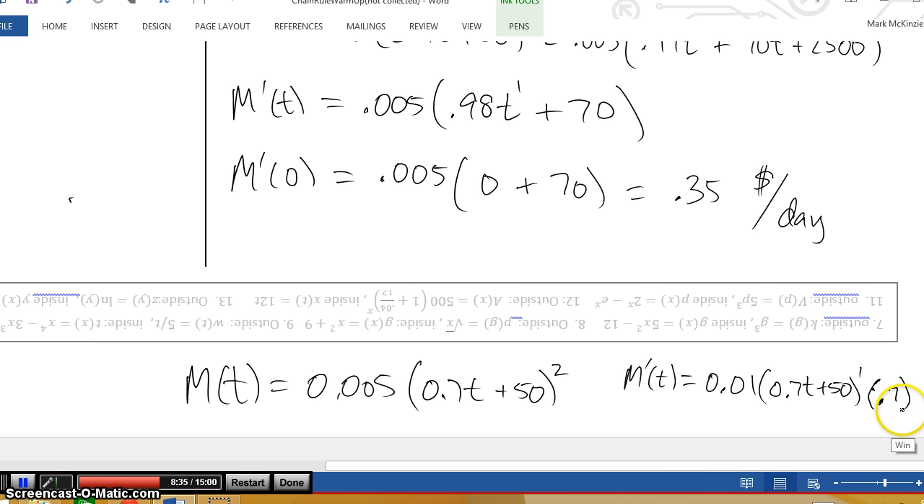Now, indeed, it turns out if we were to multiply these different components together, we would end up with exactly the same derivative we had found above. And if we set t equal to 0, we would find that m prime at 0 is equal to 35 cents per day, as we had done before.